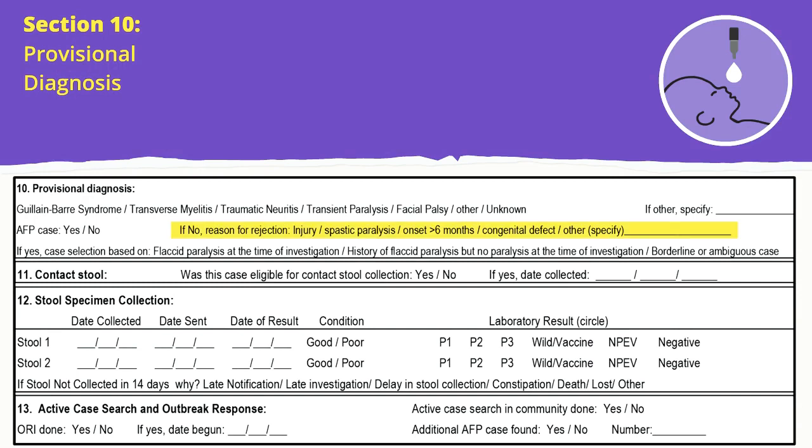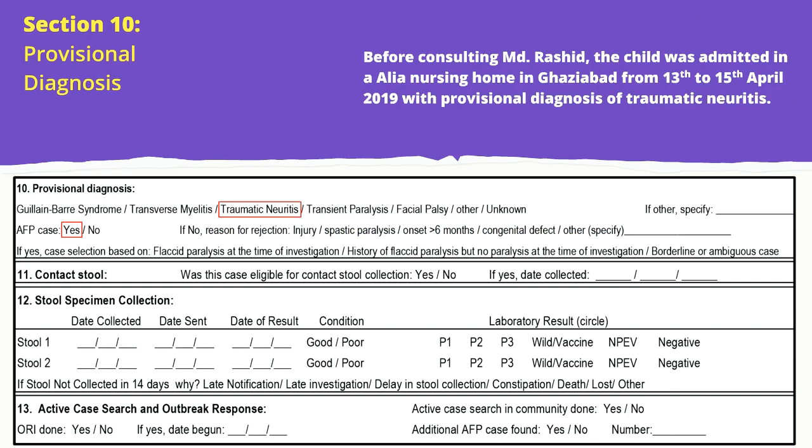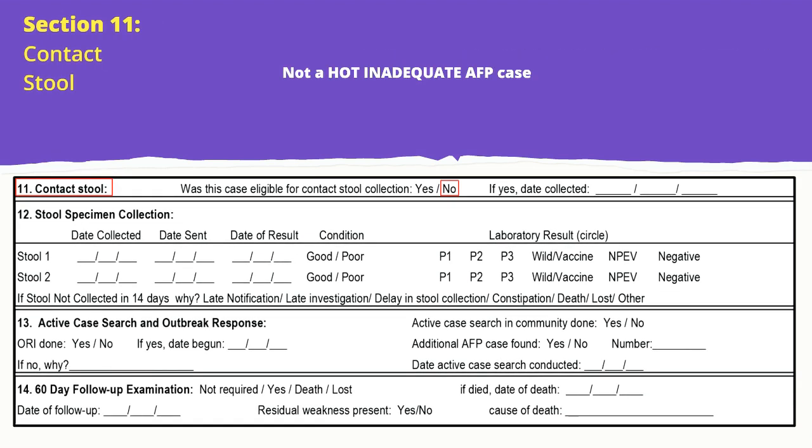If the investigated case is not an AFP, then encircle the reason for the same. Further, encircle one of the 3 reasons for labeling the cases as an AFP: flaccid paralysis at the time of investigation, or history of flaccid paralysis but no paralysis at the time of investigation, or borderline or ambiguous case. The current case is not a hot inadequate AFP case, hence this is not eligible for contact stool sampling.